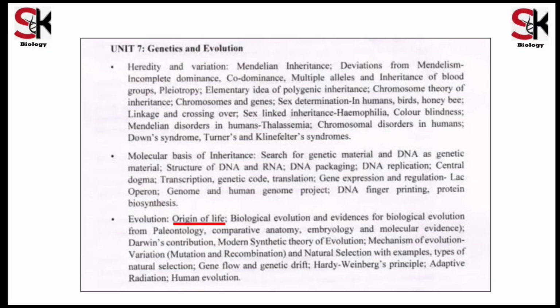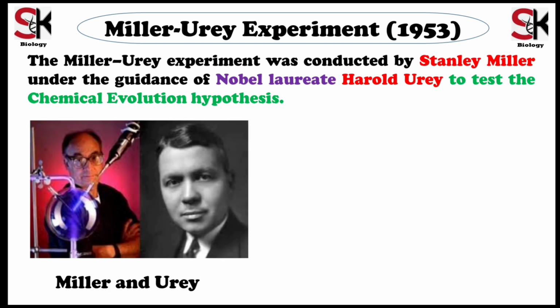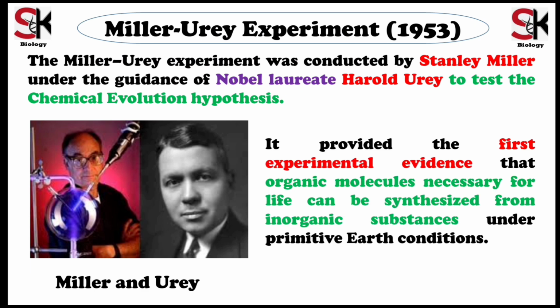Today we are going to understand one of the most important experiments related to the origin of life, the Miller-Urey Experiment. This experiment was conducted by Miller and Nobel Prize winner scientist Urey. The main purpose of this experiment was to test the concept of chemical evolution, which we have seen in the last video. The Miller-Urey experiment gave the first experimental proof that organic molecules necessary for life can be formed from simple inorganic compounds under primitive earth conditions.